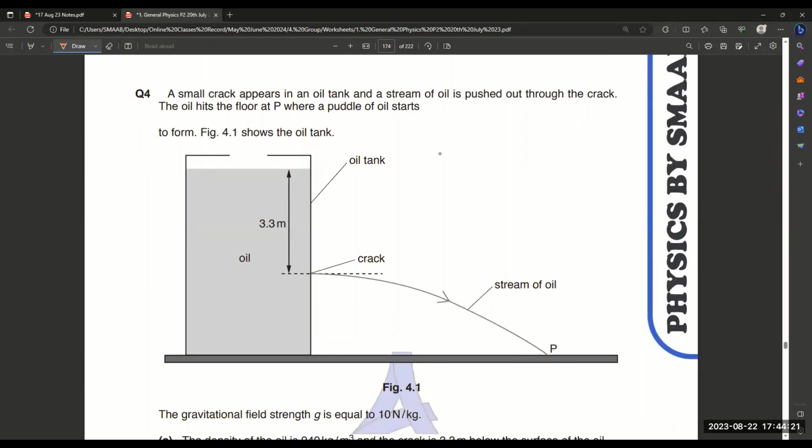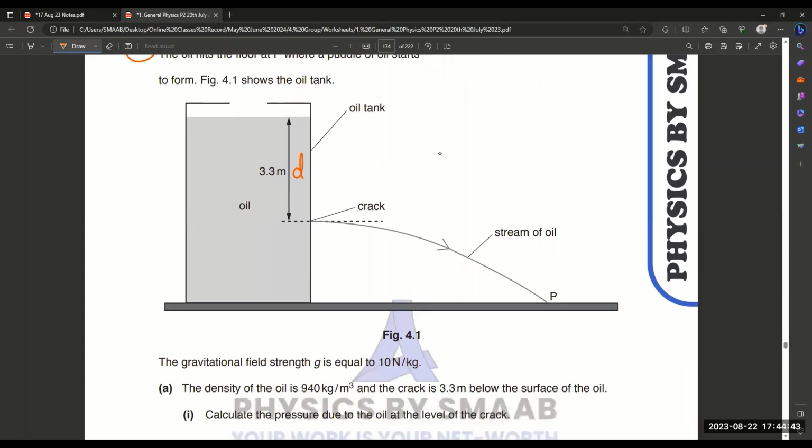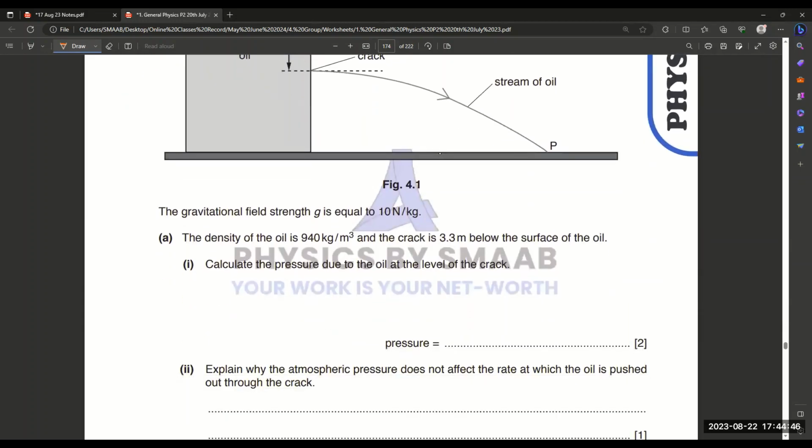Okay, question number 4. You remember this concept, right? We were talking with the reference of pressure in liquid. So basically we are having a tank filled with oil, and there is a crack in the tank at the depth of 3.3 meter. So this is the depth. So let's see first what they are asking about. So the value of g is given. Next, density is given. The depth of the crack is given. They are asking about the pressure.